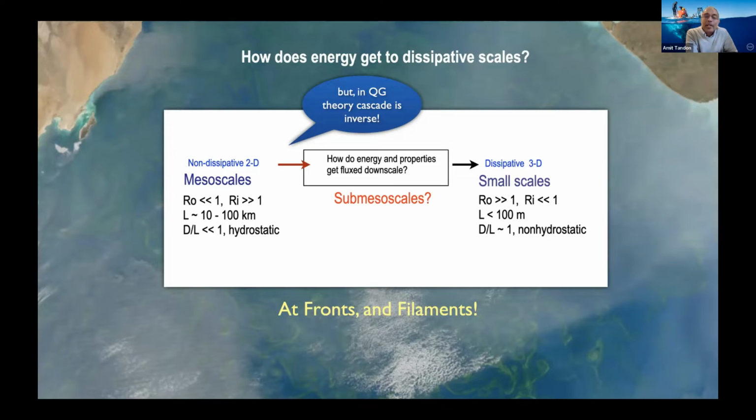I'll just give you the answer now. A lot of that happens at the submesoscales, and it happens at fronts and filaments, and it happens by frontogenesis. And at the edges of these eddies, as they begin to squeeze the water in through frontogenesis, that's where a lot of dissipation actually takes place and takes it to the forward cascade.